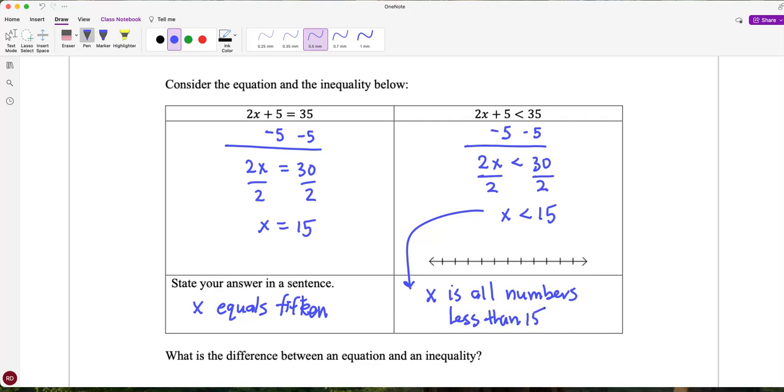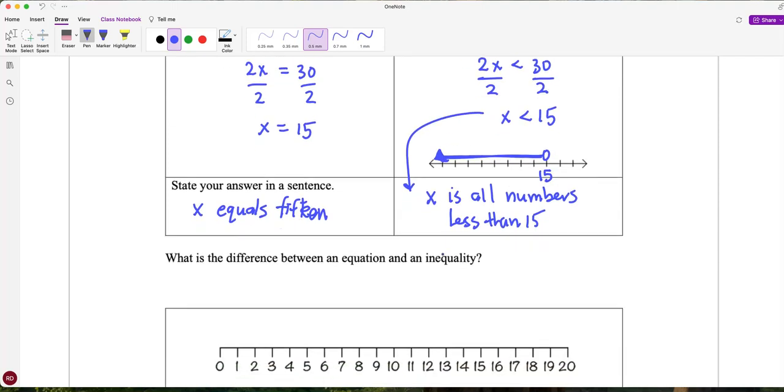So 15 is not a solution. 16 is not a solution, but 14 is a solution. 14.5 is a solution. So the way we represent this often is just on a number line. So if I can find the number 15 right here, I will draw my solution like so. What this means is the open circle here means 15 is not included. Shading to the left means all the numbers that are smaller than 15.